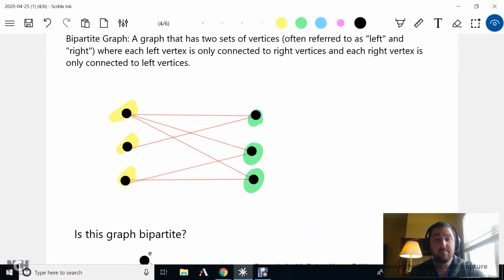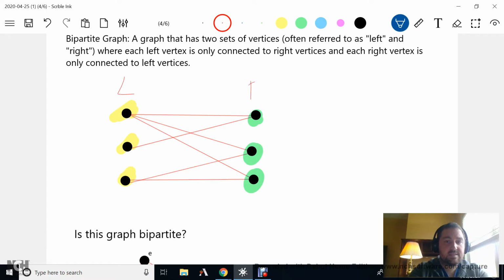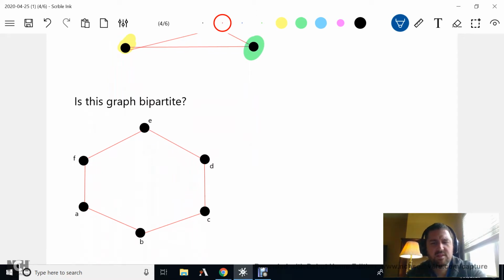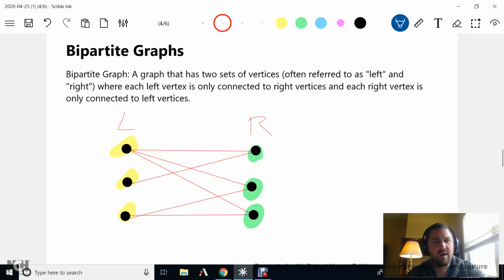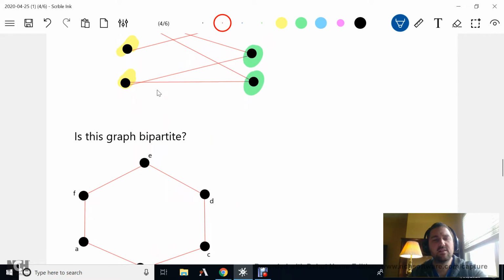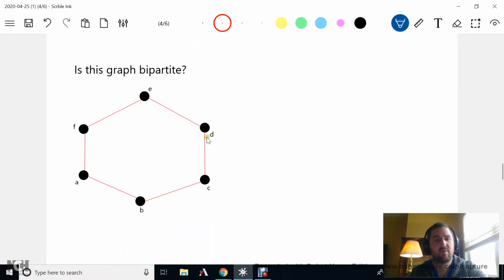So some bipartite graphs are really easy to see because they're already structured in this left-right fashion. But what if they're not? What about this graph right here? Is this graph bipartite? Does it satisfy the condition where it has two sets of vertices where each column one vertex is only connected to the other ones? Let's see what we can do to see if this graph is bipartite. Maybe you can see already if it is or isn't.